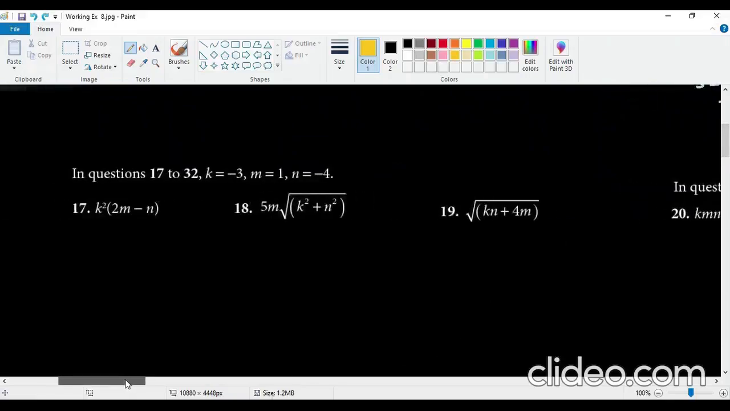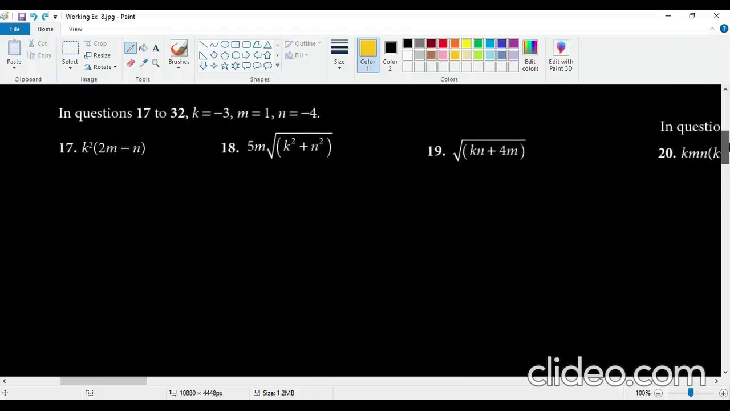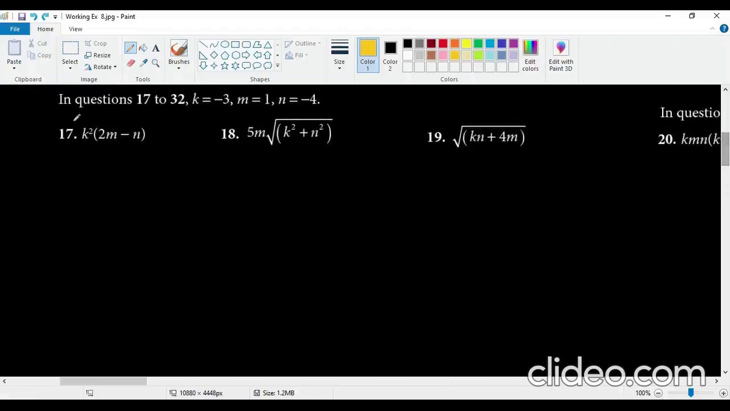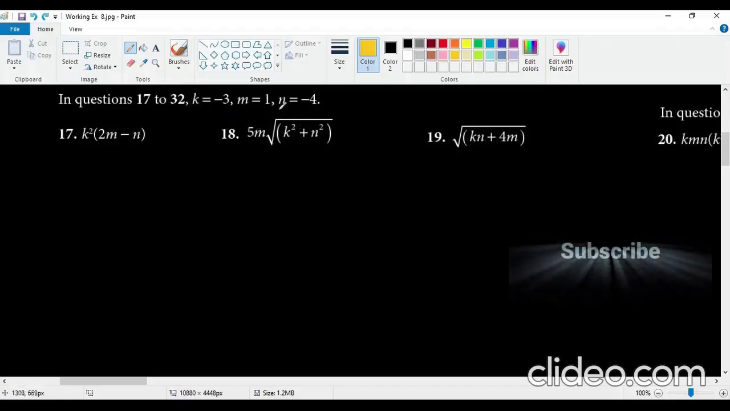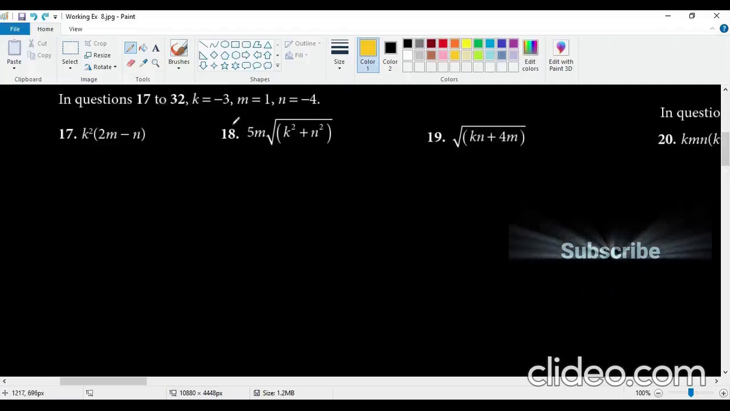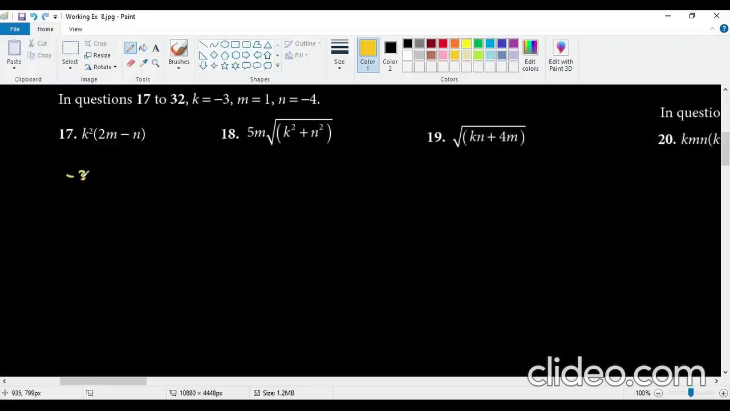Moving on to question number 17. In here, the values are k equals negative 3, m equals 1, and n equals negative 4. Starting from question number 17 to 32, these are going to be the values for k, m and n. So directly substituting the values.